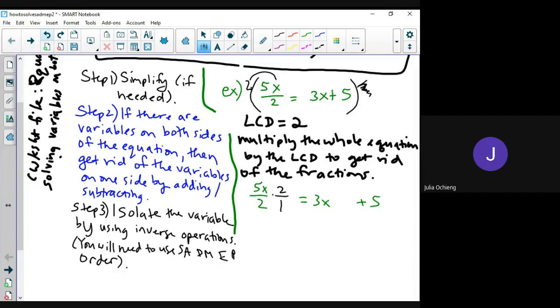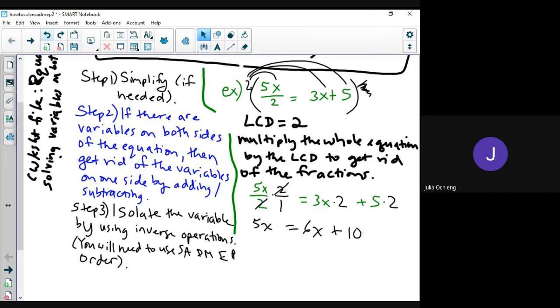Remember, 2 is the same thing as 2 over 1. And I'm going to distribute that to the 3x over here. And then I'm going to distribute it to the 5. So here on the fraction side, I can cancel that out. So that's just going to be 5x. On this side, 3x times 2 is 6x. And 5 times 2 is 10. Okay. Now we're on step 2.